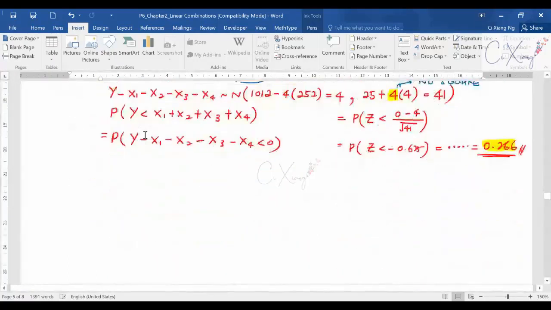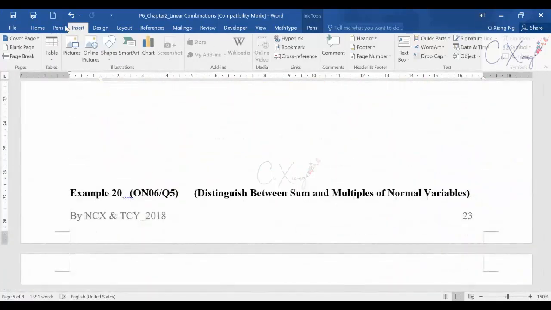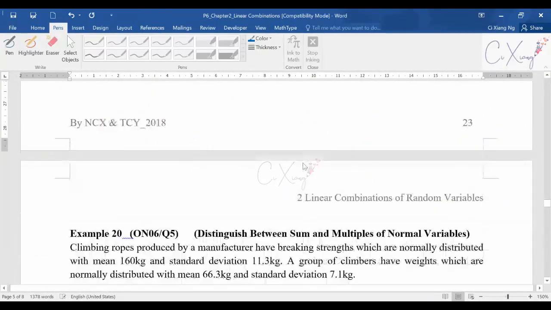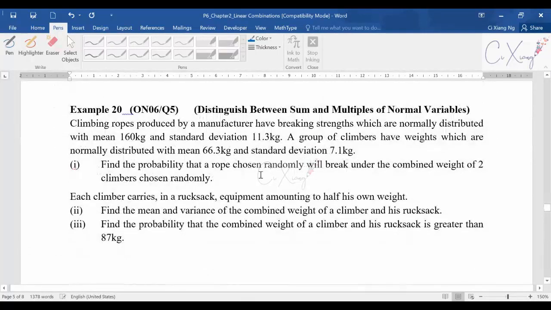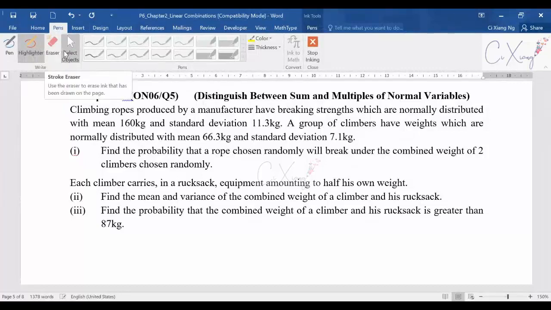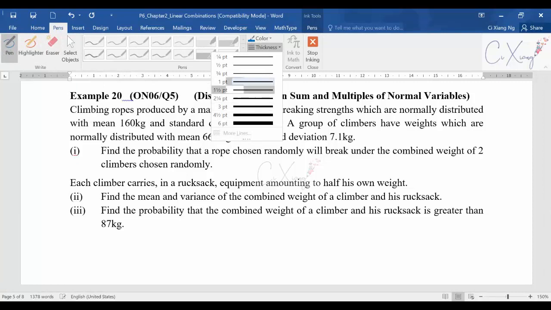Example 20 actually is not so easy, but it will be quite good if you can try it out yourself. Okay, so for Example 20, let me have a look. Okay, part 1, they want you to find the probability that the group chosen randomly will pick under the combined weight of 2 climbers. Okay, so I think it is quite easy, not very hard. Maybe you can try first.